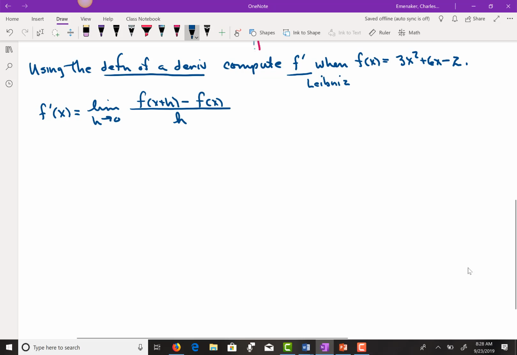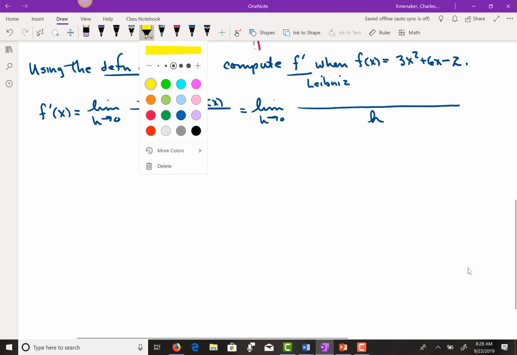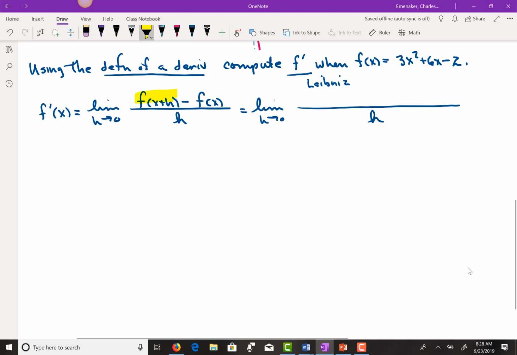Well, you play the game exactly the same. We do the limit as h goes to 0. I'm going to use a longer line. I don't know how long it has to be, but I'll save some space here. I know there's going to be an h in the denominator. The first thing we do here is we deal with this term.